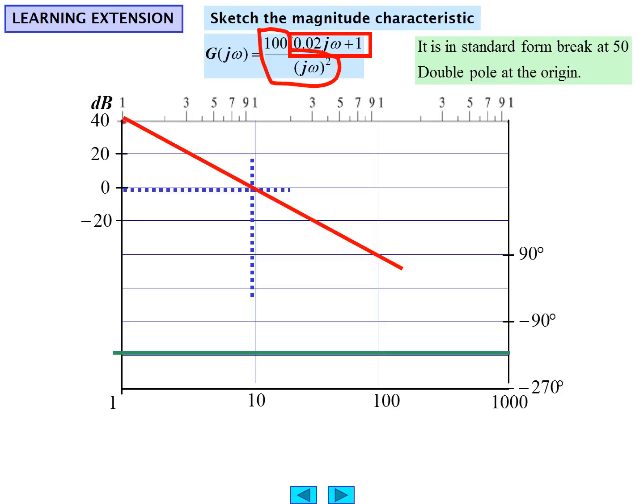The second term is 0.02 times j omega plus 1, so we end up with a break frequency of 50, as we said. So here's our 50, and following it approximately at 500 would be the other break. We put in our asymptotic behavior. We could put in our break frequency. The graphic is a little off, as you can see.